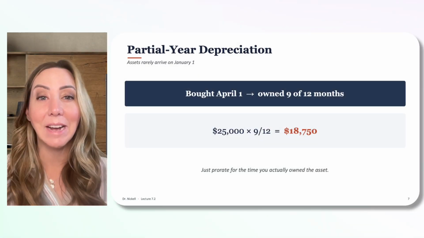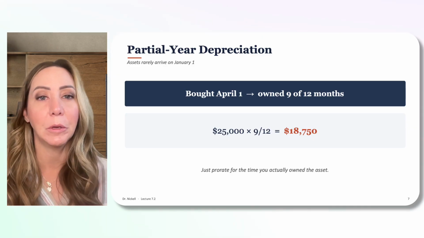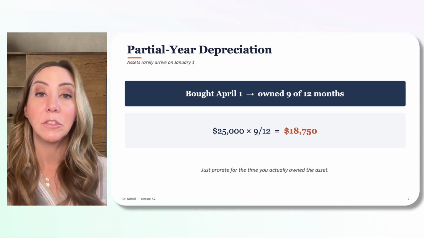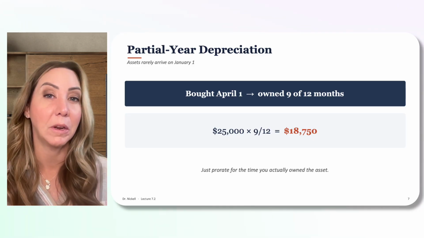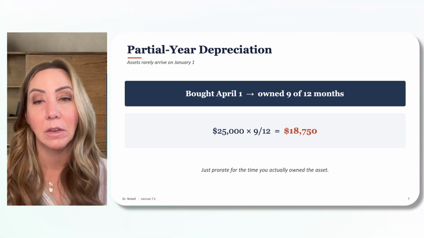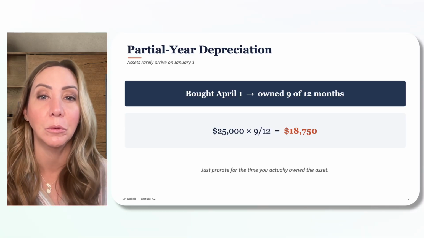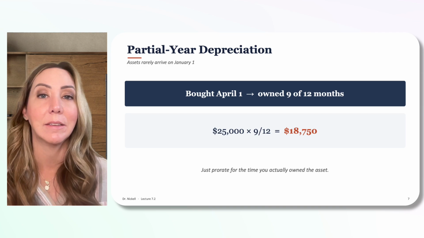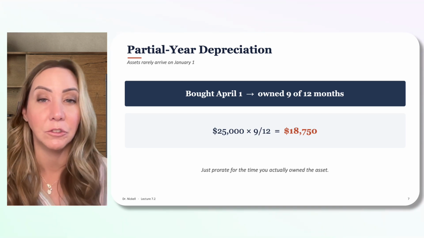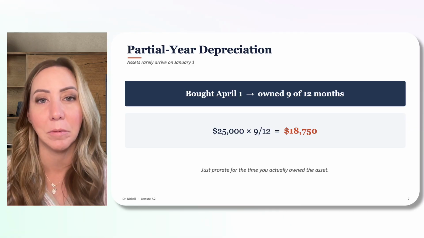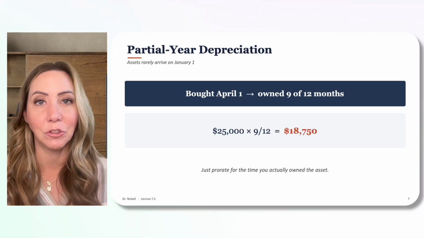One practical wrinkle, assets rarely get purchased on January 1st. If we buy that machine on April 1st, we only owned it for 9 months of the first year. So under straight line, we'd record 9/12 of a full year of depreciation. So $25,000 times 9/12, or $18,750. We just prorate for the portion of the year that we use the asset. The same logic applies to the other methods. Some companies simplify this with conventions like the half-year convention and just do half in the first year regardless of the months owned. But the basic idea is simple: depreciate it for the time that you actually owned and used the asset.